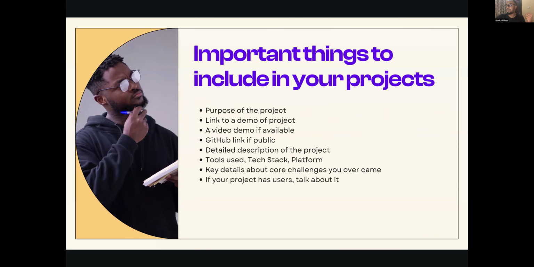So important things to include in your project are the purpose of your project, a link to a demo, a video demo if it's available, and a GitHub link, because I think most of the people here are developers, since this is about how to build a strong developer portfolio. So if your project is public, a GitHub link should be there, then a detailed description of the project, tools used, tech stack, platform, key details about the core challenges you overcame, and if your project has users, talk about it.